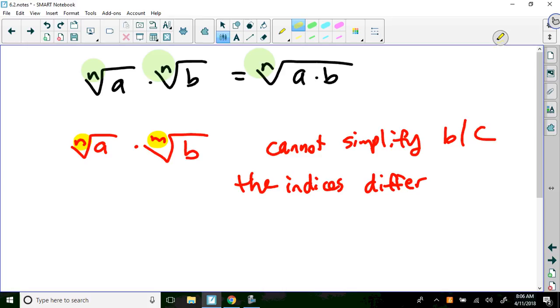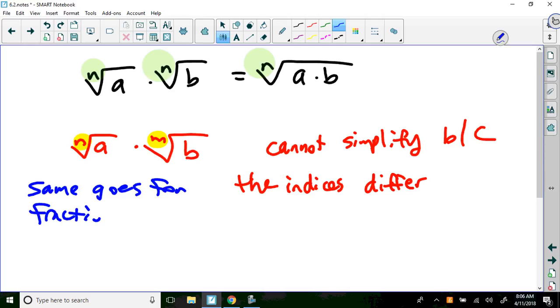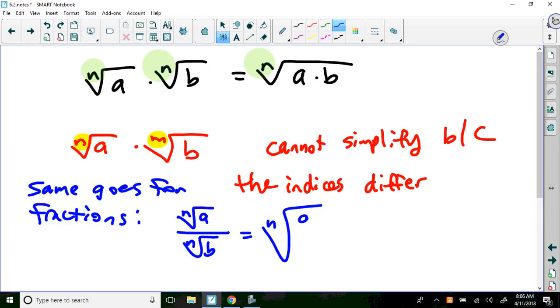So far, so good. These rules also apply to fractions. Same goes for fractions. So in other words, the nth root of A divided by the nth root of B is the nth root of the fraction A over B. And that statement, because it's a definition, because it's a biconditional statement, can go both ways. We can go either direction with that. It's not just one direction.